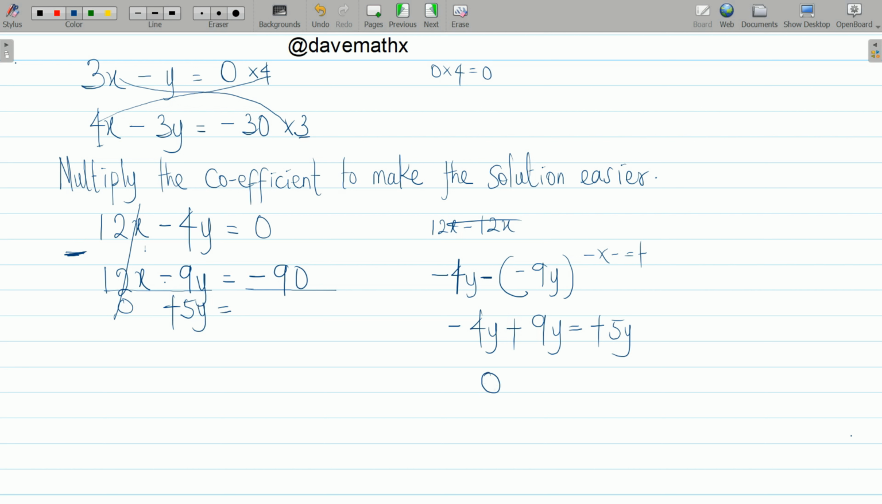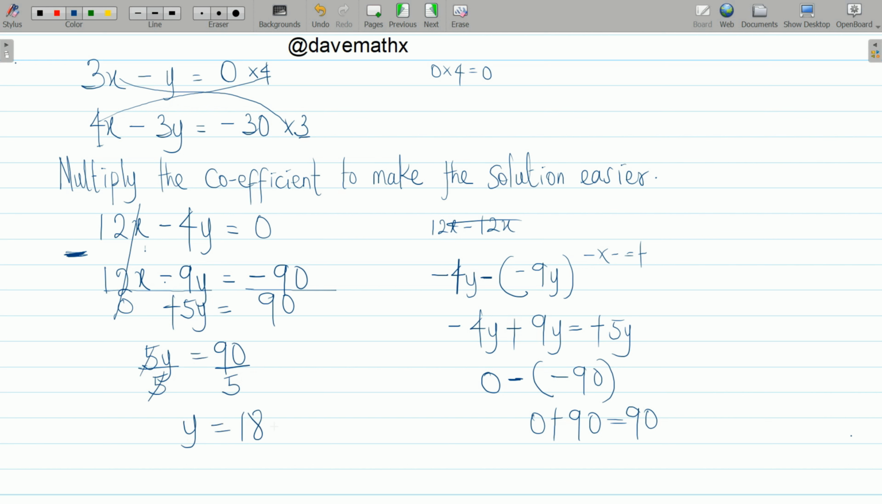And lastly we have 0 minus minus 90, which becomes 0 plus 90. Finally we have 5y equals 90. Dividing both sides by the coefficient of y, which is 5, y becomes 18.